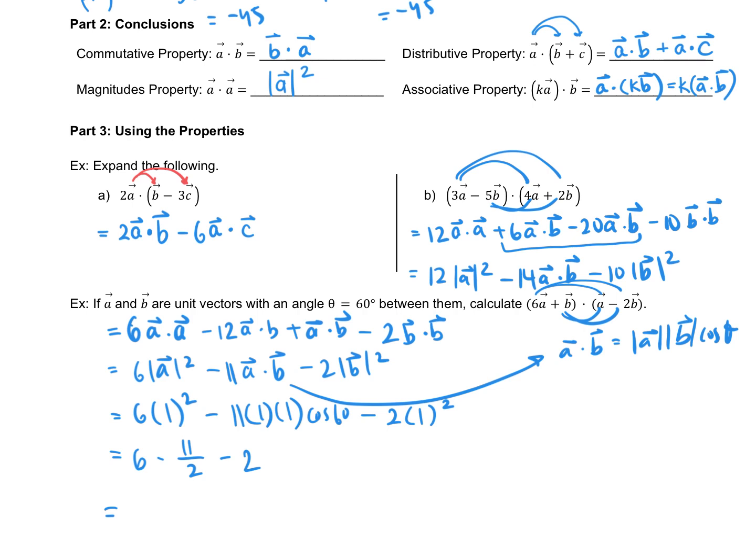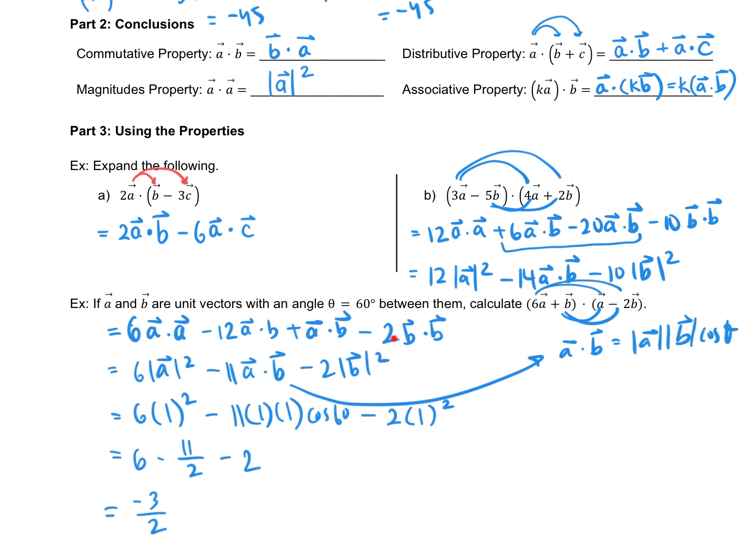That's going to be 4 minus 11 over 2. And if we get a common denominator, that's 8 over 2 minus 11 over 2, which is negative 1.5. There we are. So we're using that distributive property here plus that magnitudes property.